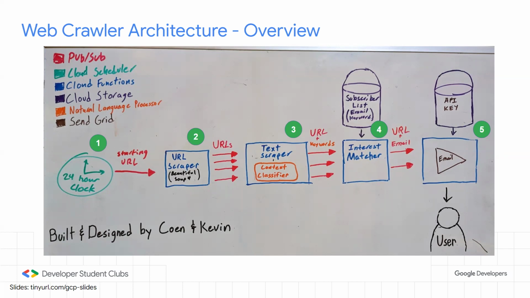Step 5 is where we email it to your email. So hopefully by the end of this, every day you'll get an email, or in my case, like 30 emails, about the different news articles that the program thinks you are interested in based off of what you've selected.